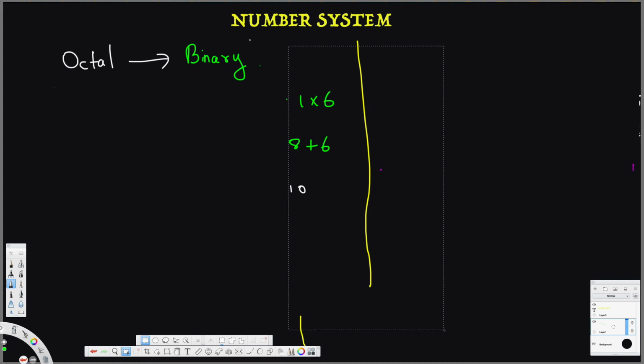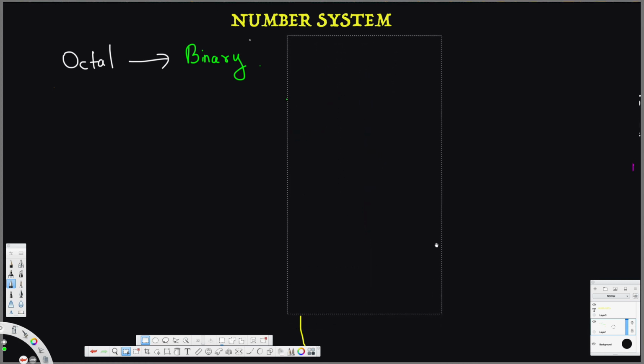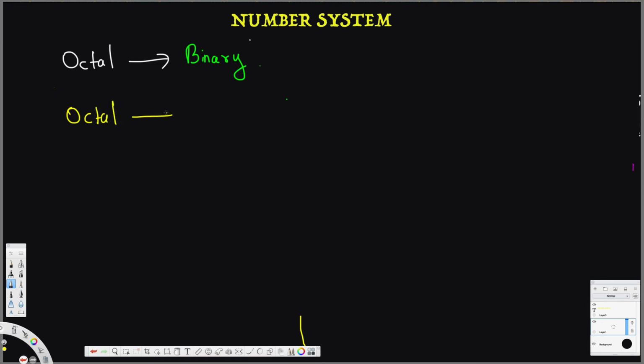Octal to binary, how to do that? We know how to convert from octal to decimal, right? So we can do that first, octal to decimal, and then we can convert from decimal to binary. That's how we can convert. Now let's look at an example. Let's say we have 216 base 8.